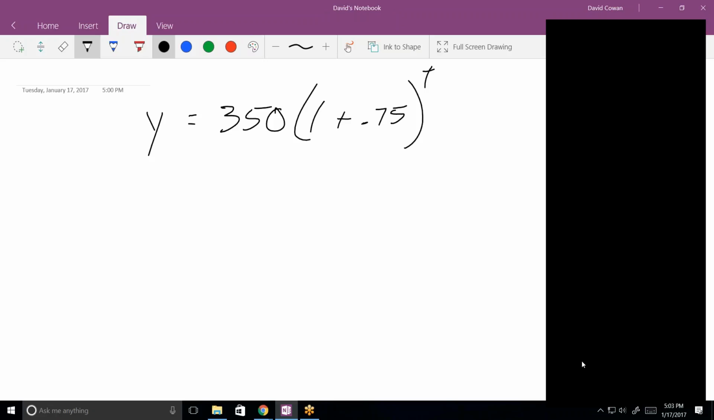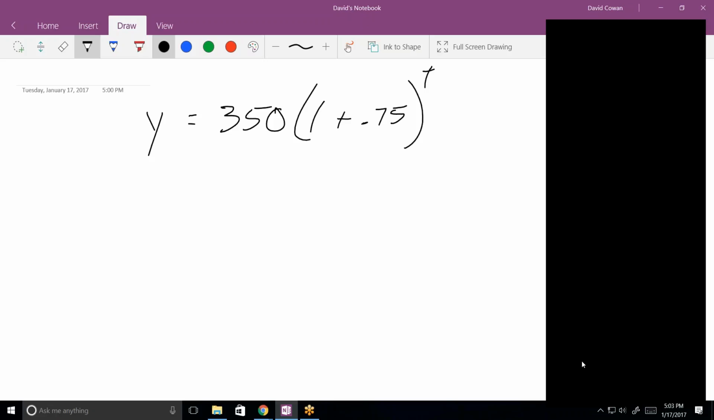So what's the question here? Well, we have to identify the initial amount A and the rate of growth R. A is equal to 350 and R is equal to 1 plus 0.75. And then we have to solve it with t equal to 5.